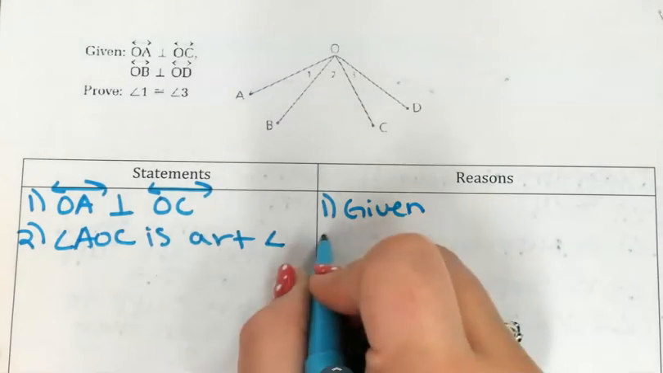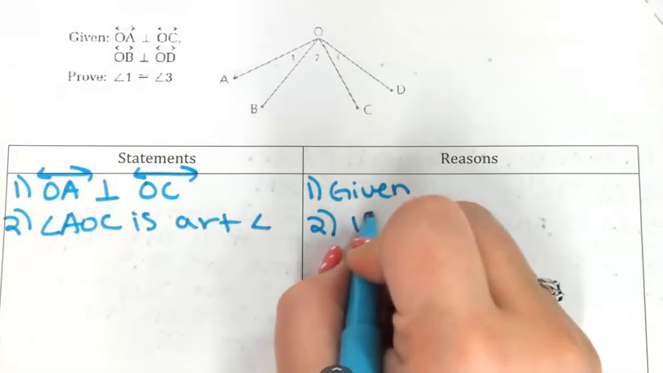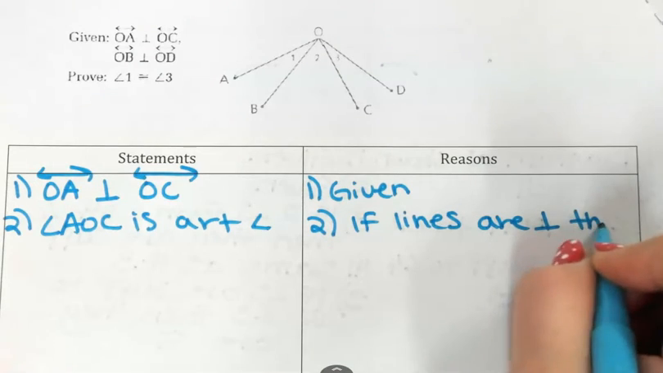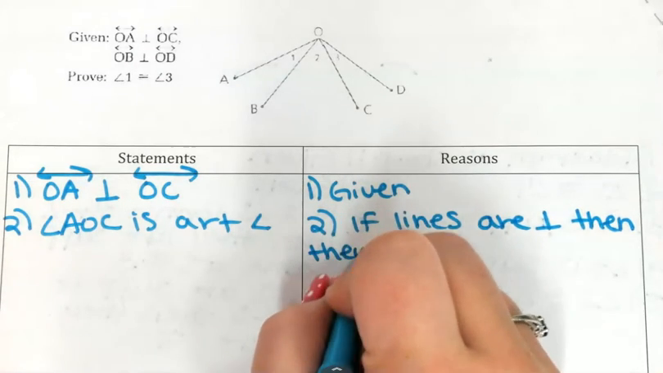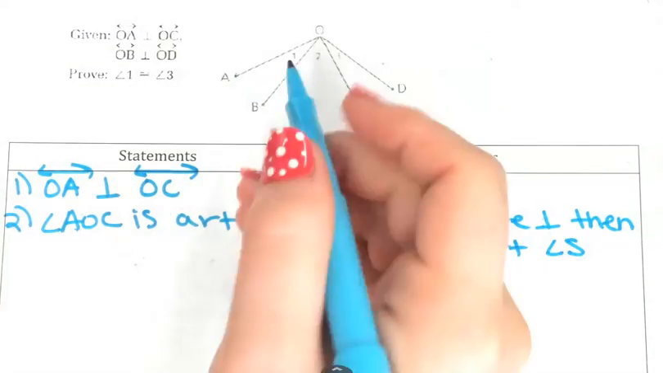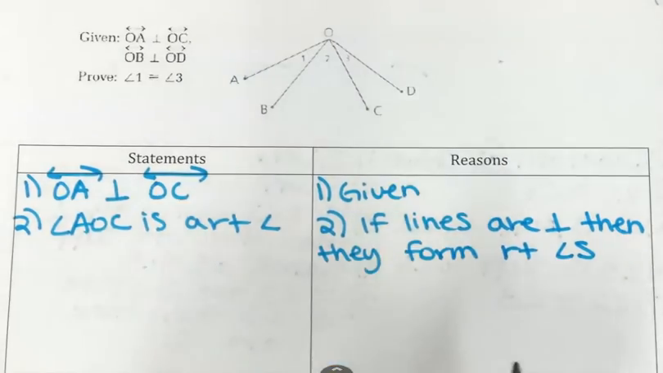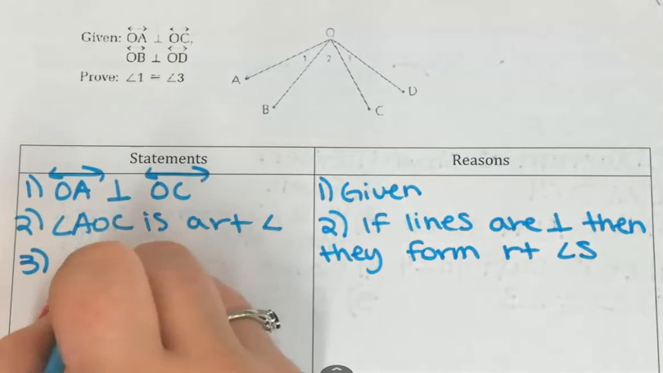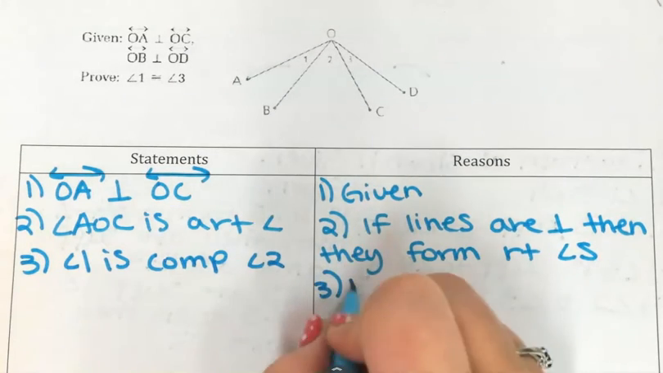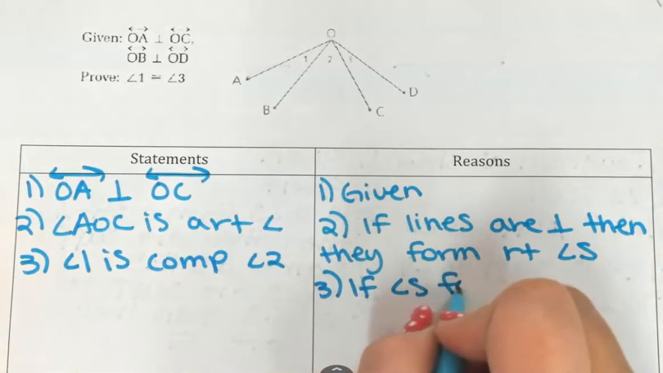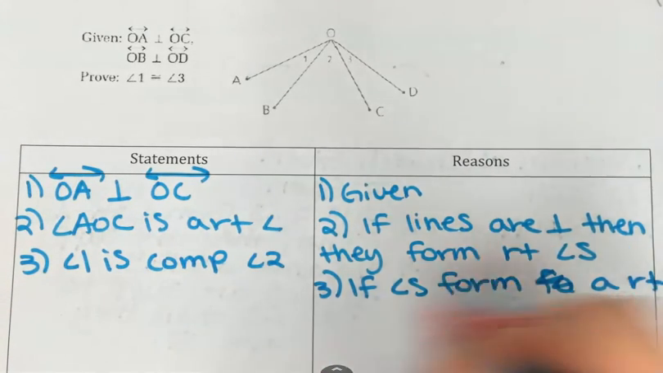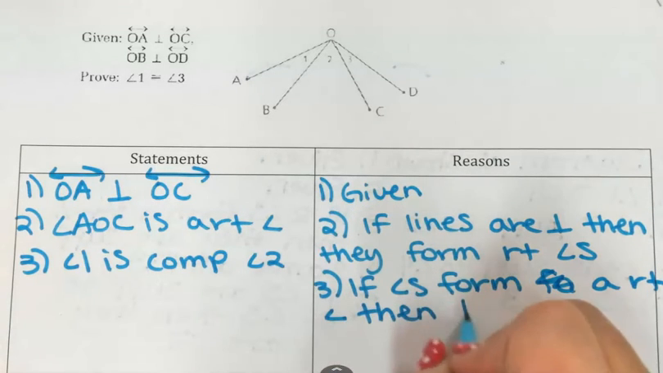And how do I know that? Again, if you don't recall, consult your dominoes, but if lines are perpendicular, then they intersect at right angles, or then they form right angles. Okay, so what do I then know about angles 1 and 2? If they are forming a right angle, that means that angle 1 is complementary to angle 2. And I know that because if angles form a right angle, then they are complementary.